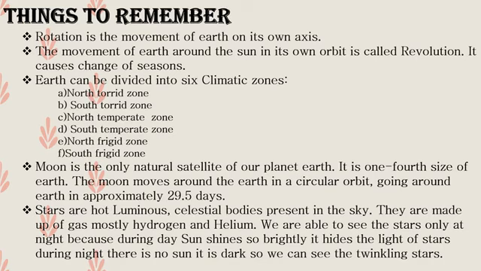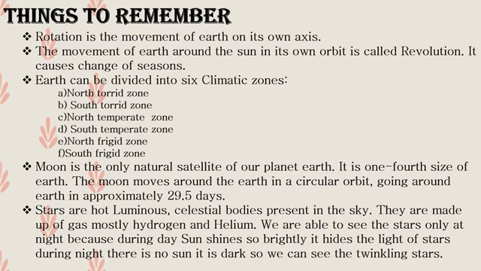Earth can be divided into 6 climatic zones: North Torrid, South Torrid, South Temperate, North Temperate, North Frigid, South Frigid. So these are the 6 climatic zones or the heat zones of Earth. Moon is the only natural satellite of our planet. It is 1/4 the size of Earth. The moon moves around the Earth in a circular orbit, going around the Earth in approximately 29.5 days.